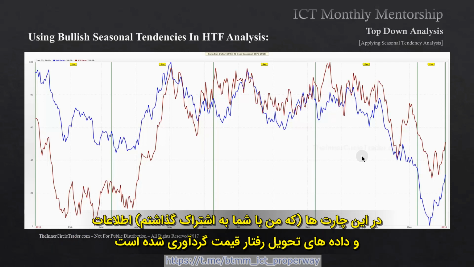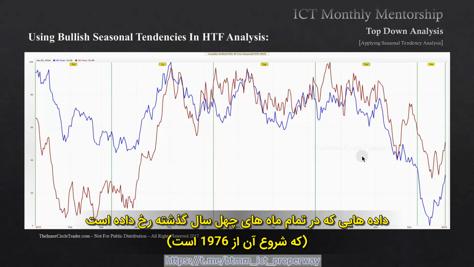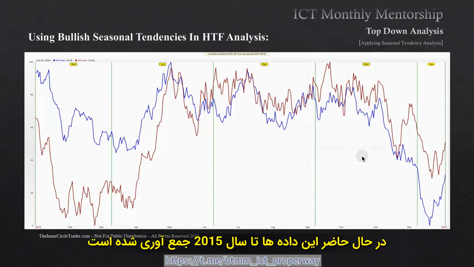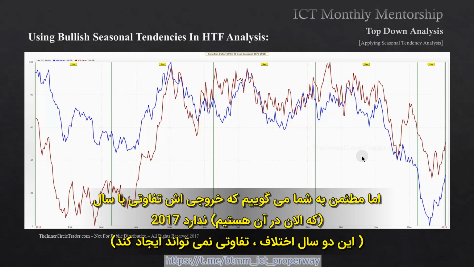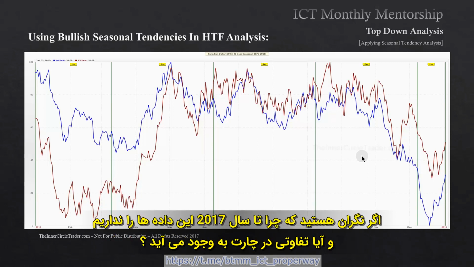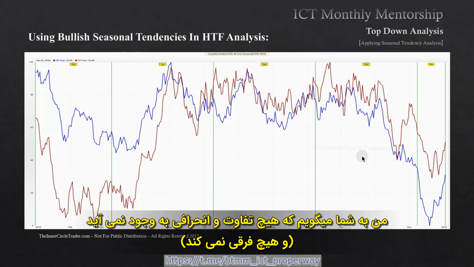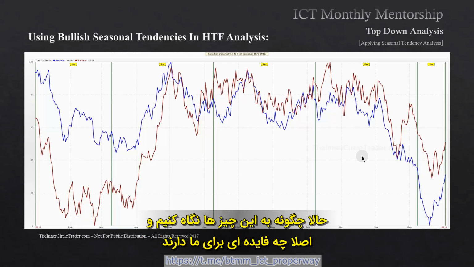These charts that I'm sharing with you are a compilation of data over all the delivery months, price action for the last 40 plus years, beginning in 1976. Now, this data is only compiled up to 2015, but I can tell you that the output is hardly changed at all. If you're concerned about it being 2017, is there any deviation? No, there's not any deviation at all. So how do we look at these things, and what benefit does it give us?